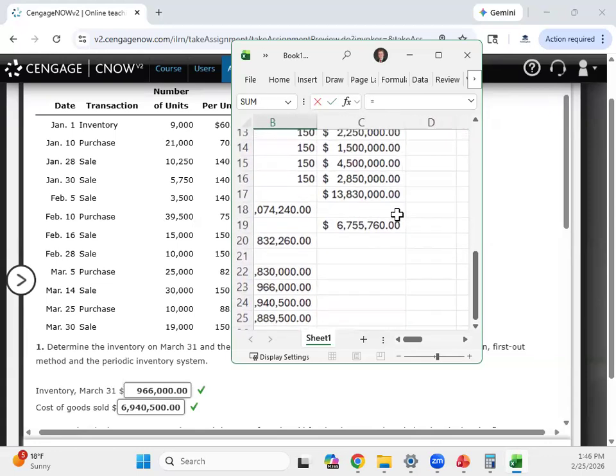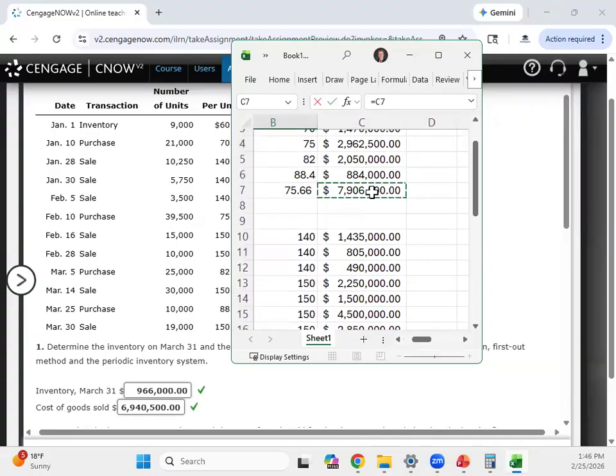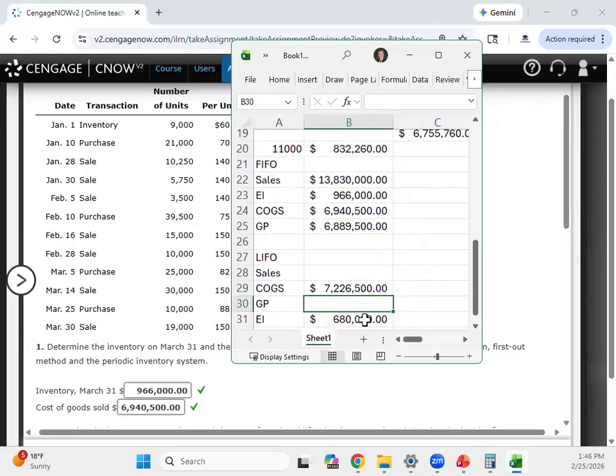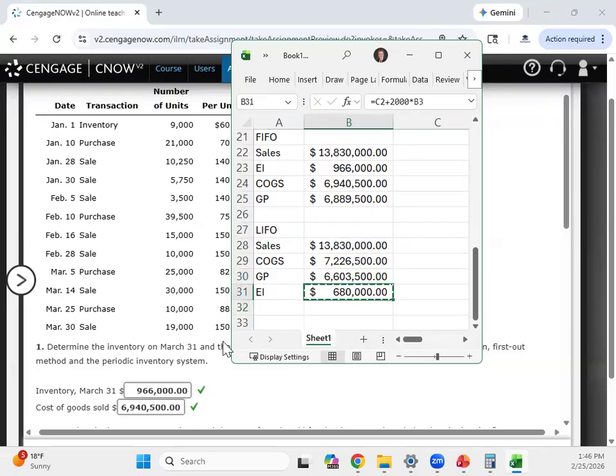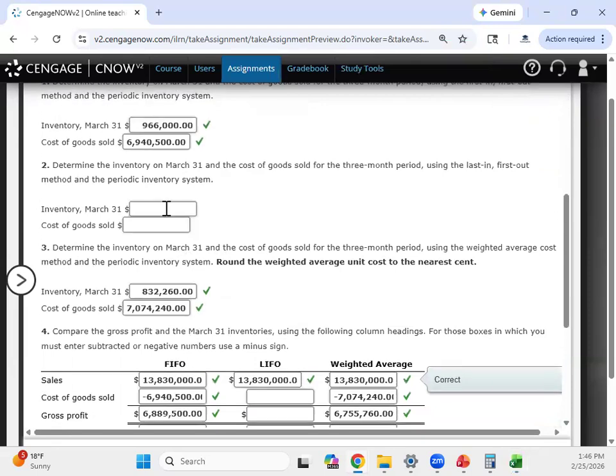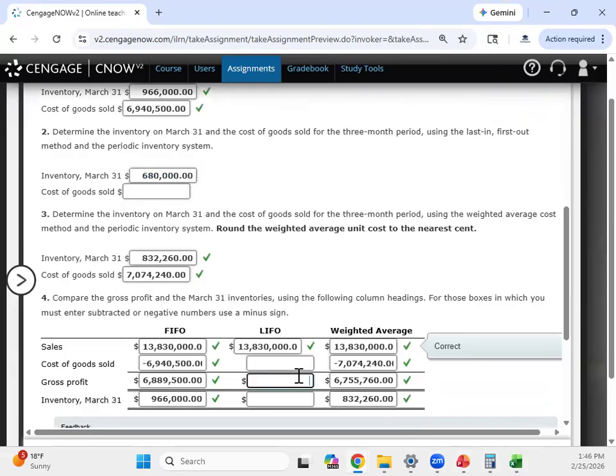And then we take our goods available for sale minus ending inventory, and we get our cost of goods sold. Our sales is the same, and then our gross profit is sales minus cost of goods sold. Does anyone have any questions on how this all works?